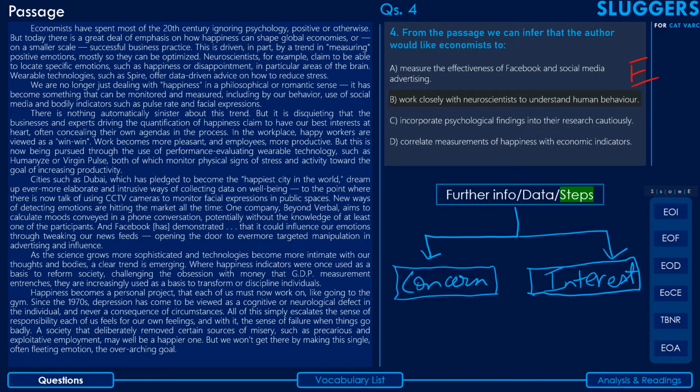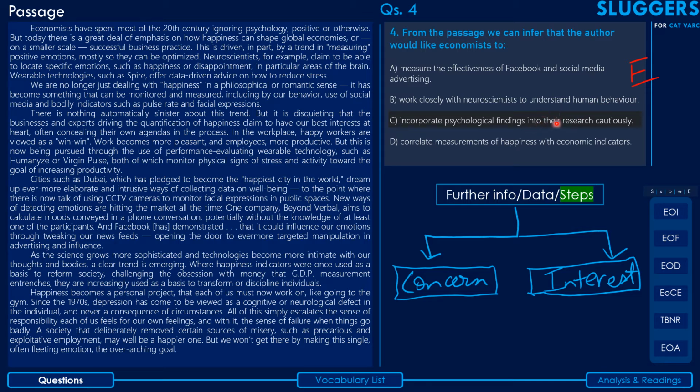Okay, let's come to the next option. It says we can infer that the author would like economists to work closely with neuroscientists to understand human behavior. Again, this option also has the same problem. See, guys, the author's concern is how the measurement, monitoring, and optimization of positive emotions can detrimentally affect people. That's what his concern is. He's not really interested in human behavior per se, right?